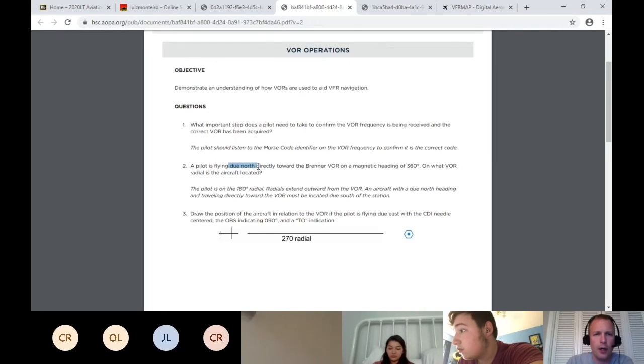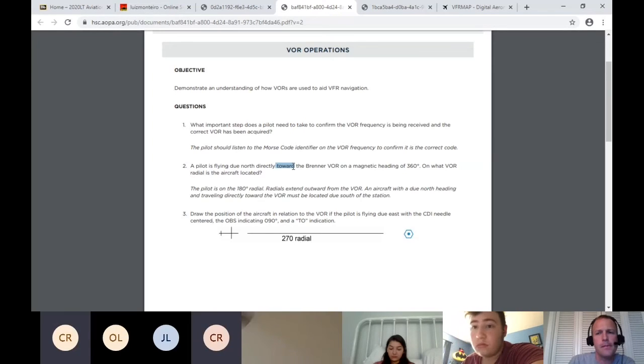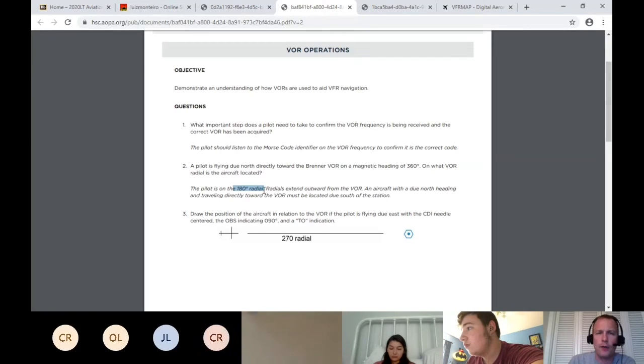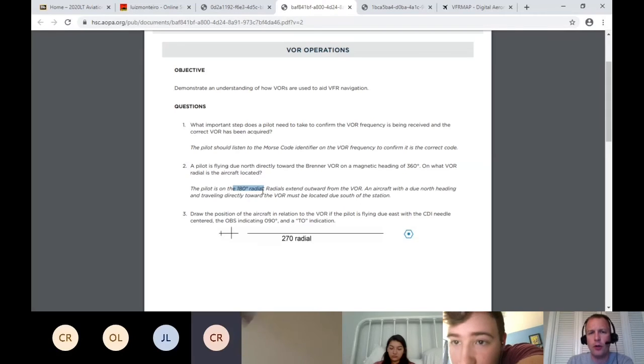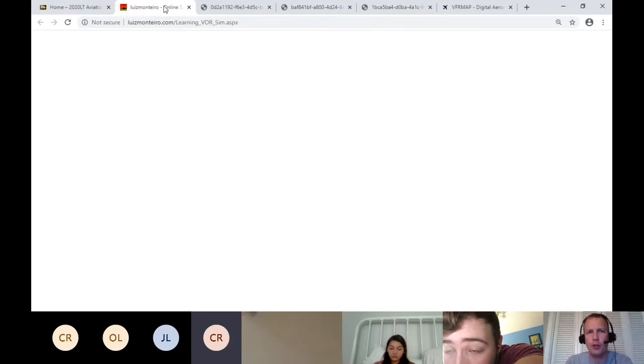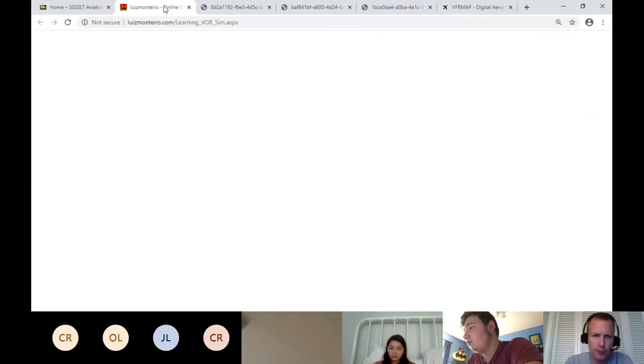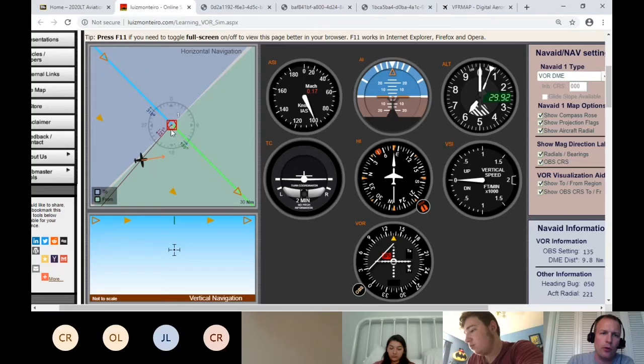So if you're flying due north on a heading of 360, it says, what radial is the aircraft located on? Well, if you're headed towards the station and you're flying north, then you've got to be south of that station, like it says here, on the 180-degree radial off the station. Now, radials are listed in the direction that they're located from the station. So if we look at the simulator again, the 180-degree radial would be the line. You'd be south of the station, flying straight north to get to that station.